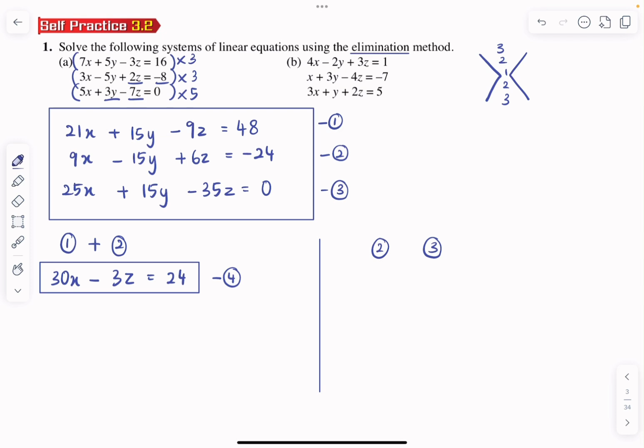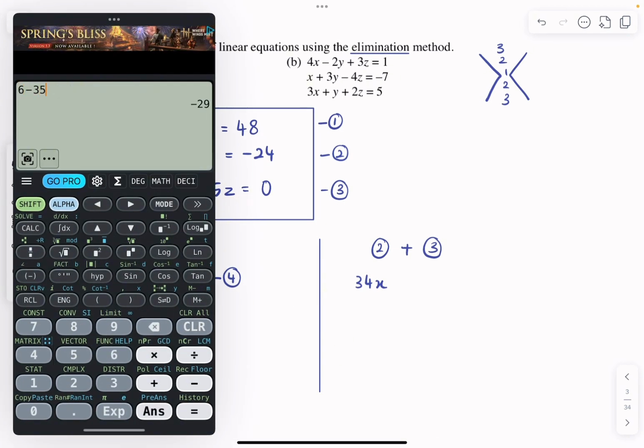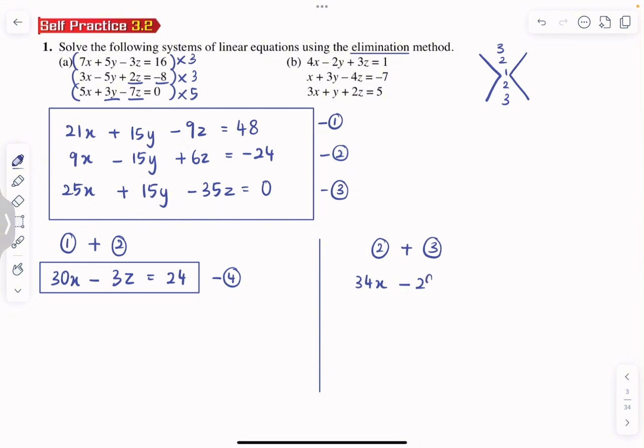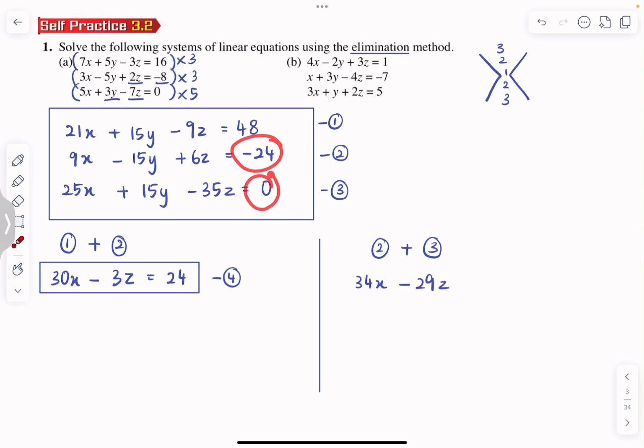Okay, and then over this side, we solve 2 and 3. So you want to get rid of the 15. Here is the same, one is negative, one is positive. So we have to add them up. Then only we can eliminate it. So 9 plus 25x would be 34x. And then these 2 you plus, you get 0. These 2 we plus, we will get, you can use your calculator, 6 minus 35 is negative 29z. And then negative 24 plus 0, we get negative 24. This will be our fifth equation.